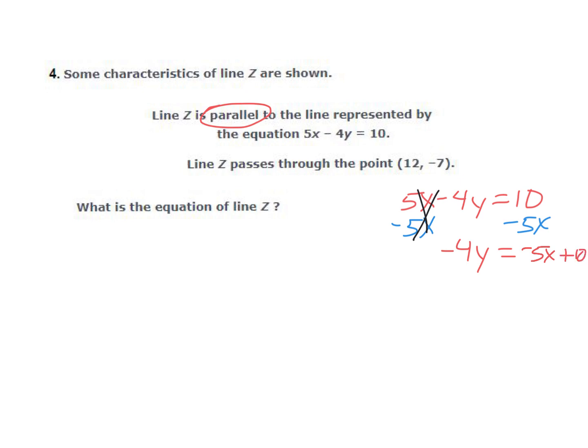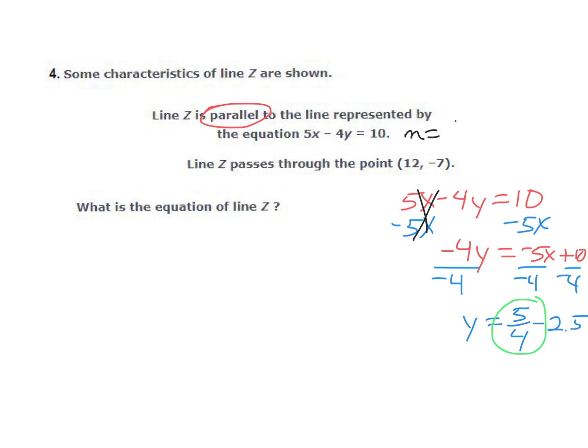Then to finish this, we would divide by negative 4. And we end up with y equals positive 5 over 4, because a negative divided by a negative is positive. And then 10 divided by negative 4 is negative 2.5, so we're going to say minus 2.5. But what's most important is this slope, 5/4, because now we know the slope of the line Z, because it has to be parallel to this line here. So I'm going to highlight this. This is 5/4, so that's going to be the slope that we're working with.